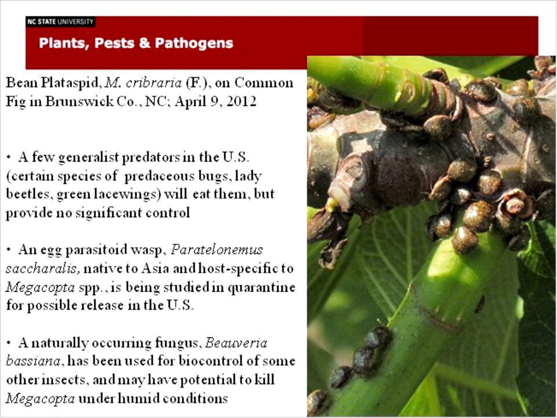There is a naturally occurring fungus called Beauveria bassiana, which has been used in biological control for certain other insects. It has been found to attack the bean plataspid under humid conditions, so it might offer some help as well, but it's probably not going to be a major control.